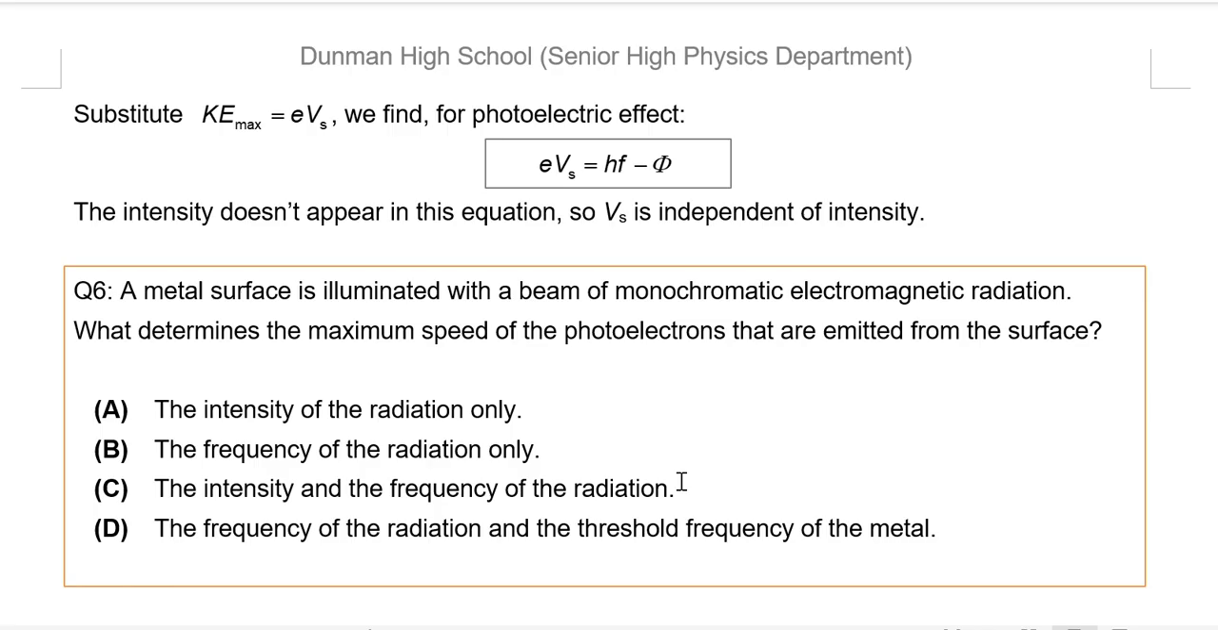A metal surface is illuminated with a beam of monochromatic electromagnetic radiation, which determines the max speed of photoelectrons that are emitted from the surface. The max speed of photoelectrons is determined by the Einstein equation, so it depends on two things: hf, which is the type of light shone, and the work function. The work function affects the threshold frequency, so this can be written as hf naught. So it's two things, f and f naught: the frequency of radiation and the threshold frequency of the metal. These two things determine the max speed of the photoelectrons emitted from the surface.